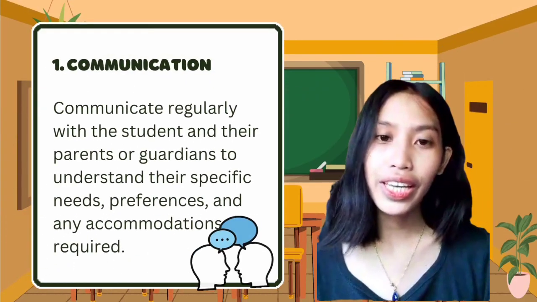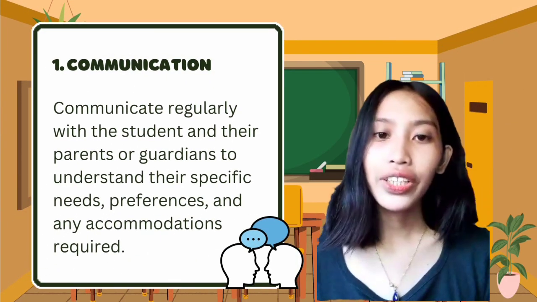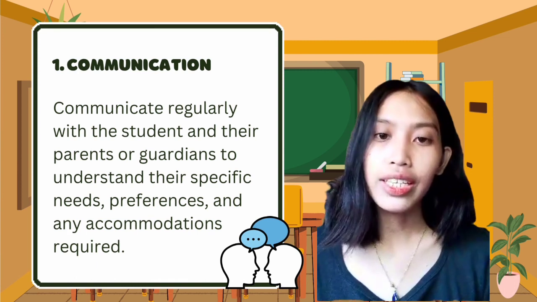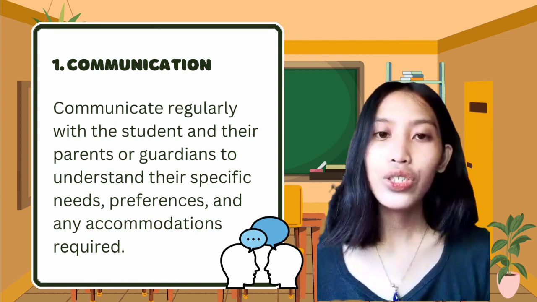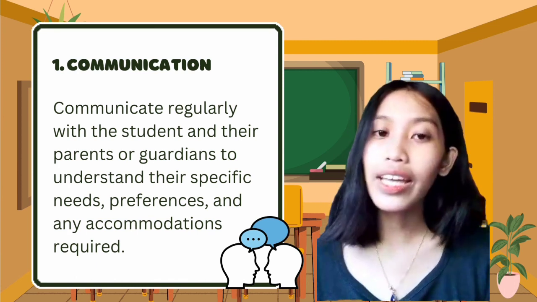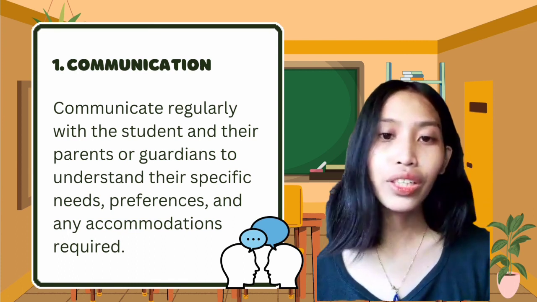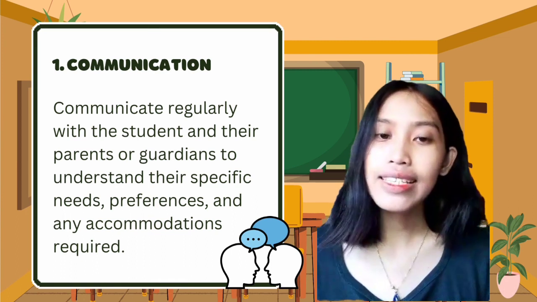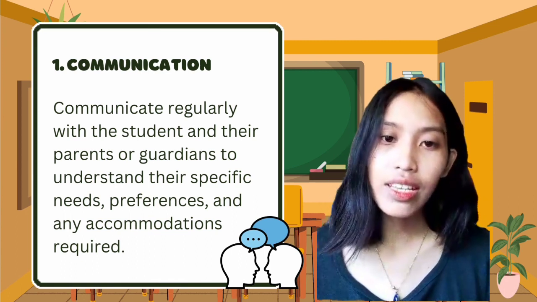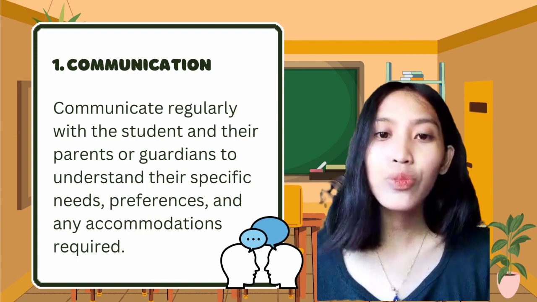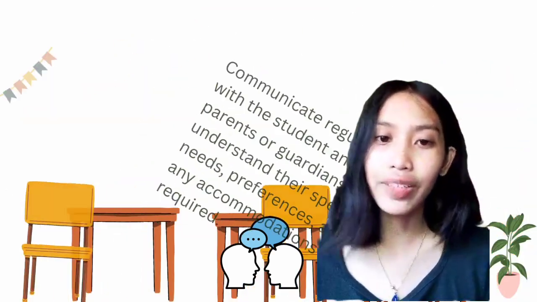First one is communication. Open and regular communication is crucial. Teachers and parents should engage in ongoing dialogue with a visually impaired student to gain insights into their unique needs, preferences, and required accommodations. This helps create a supportive educational environment.